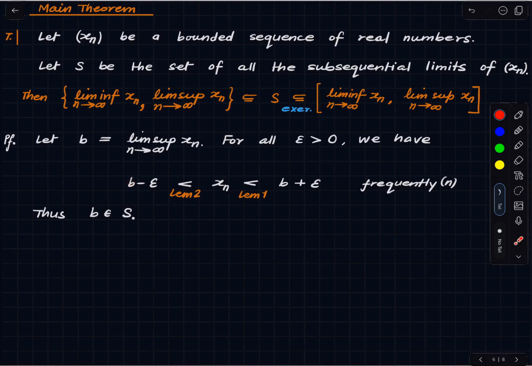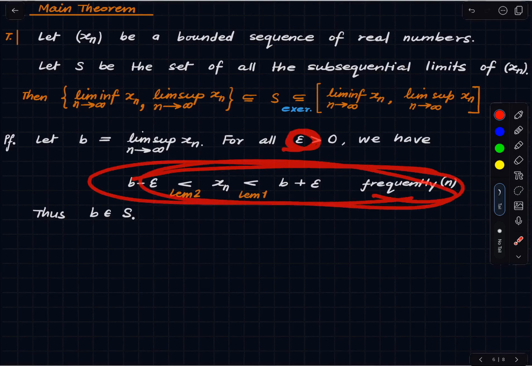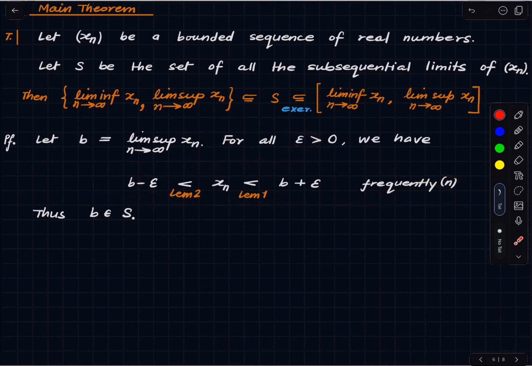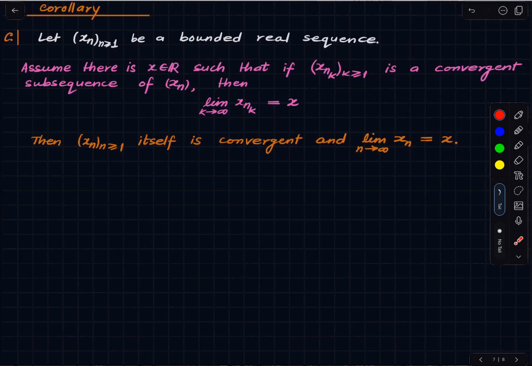You just keep going, you extract a subsequence which comes closer and closer to point b. So if that didn't make sense, just take it as an exercise. This statement that for all epsilon greater than 0, this happens frequently implies that there is a subsequence of x_n which converges to b, and that gives us that b is a subsequential limit, and hence lim sup is a subsequential limit. Similarly, lim inf is a subsequential limit, and this inclusion is an exercise. Fine, so we have proven this theorem, and let's look at a corollary which we had proven earlier.